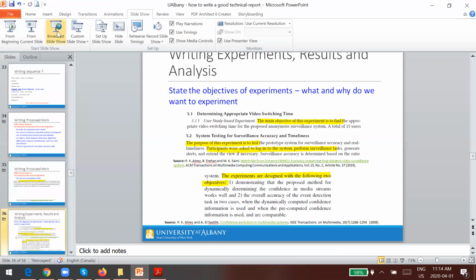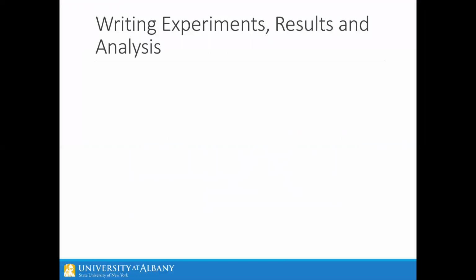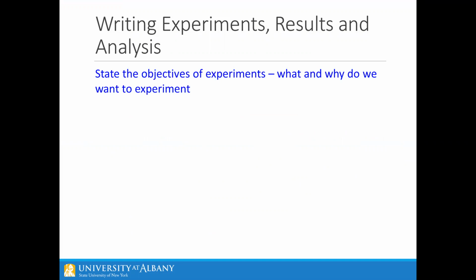Okay, next thing we are going to discuss is writing the experimental section. Since we are running out of time, we will stop in a few minutes and then continue in the next class. So in experiments, it's always good to first of all analyze what is the objective of the experiments, why we are doing it, what we want to experiment.